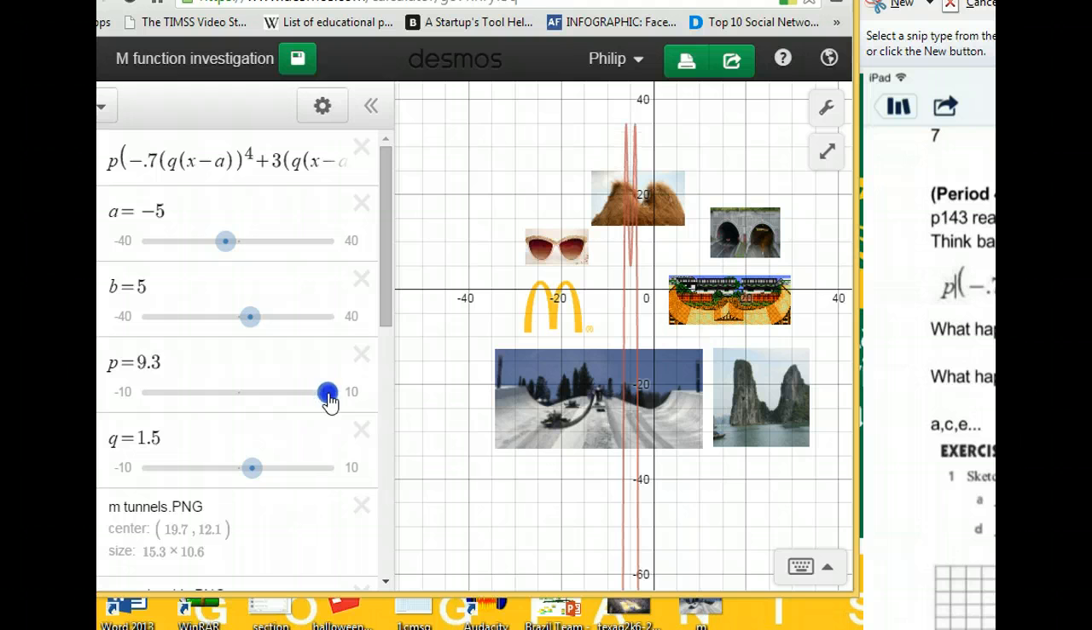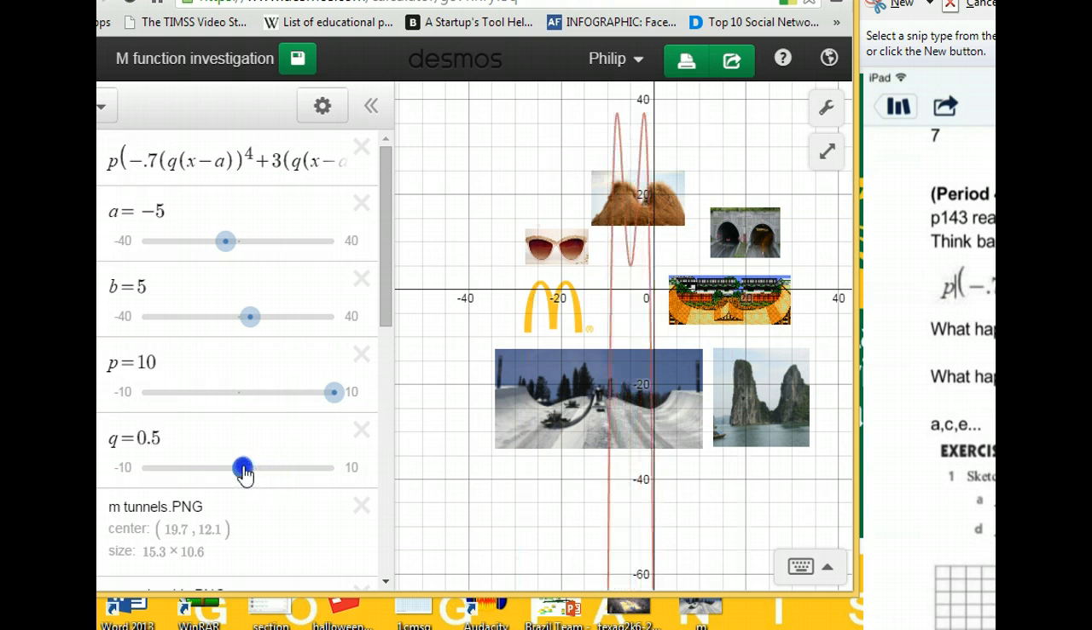And when P grew bigger, it stretched vertically, right? What about when Q grew bigger? When Q grew bigger, it compressed horizontally. I don't think compressed is the right word. There's probably a better word, but okay.